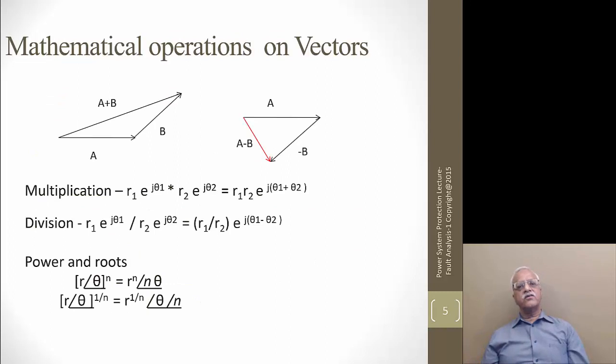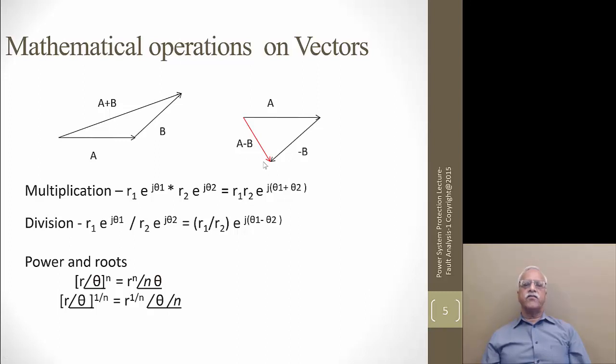And then vectors, you can add and subtract. You just put the origin of one vector on the first vector's terminus. And then if you join the origin of the first vector with the terminus of the second vector, we get the sum. And similarly, A minus B is the same way. You can change the direction of B, and then put the origin of minus B on the terminus of A, and then the vector from the origin of A to the terminus of minus B will give me A minus B.